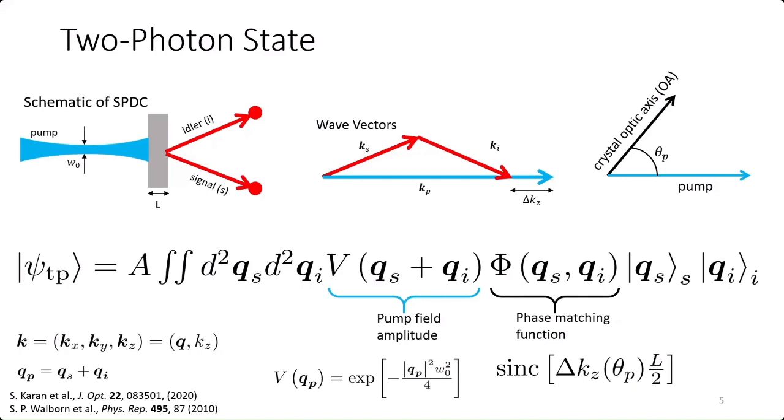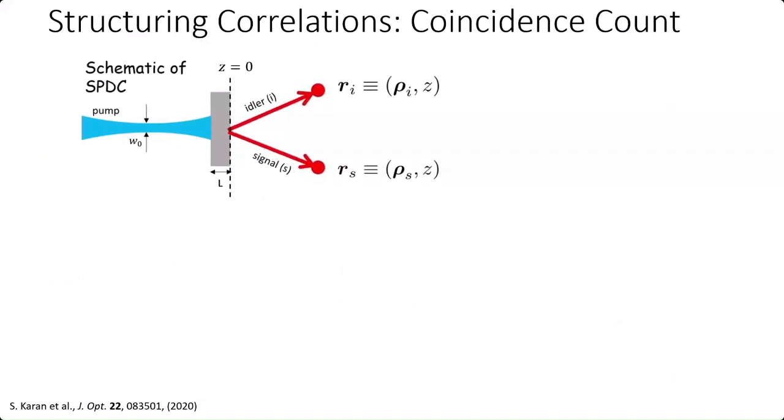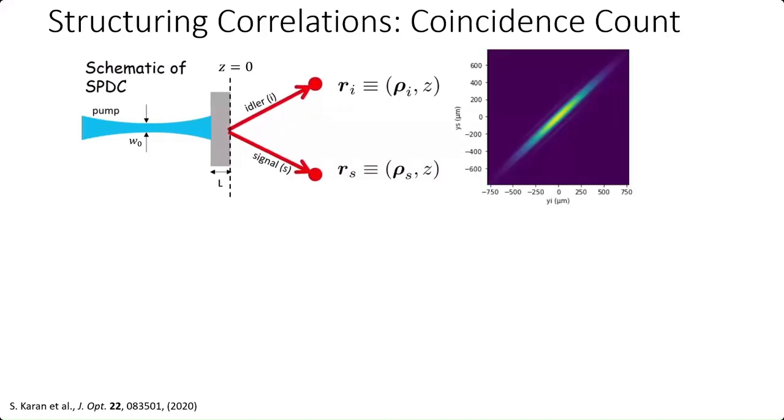Let us now look at what we mean by correlations and how we structure the correlations. In this regard, there are two important quantities. First, we have the coincidence count, which is the probability of detecting the signal photon at location Rs and the idler photon at location Ri simultaneously, or in coincidence. This is how the distribution looks when we are very close to the crystal. We see the presence of strong correlations in the form of this diagonal.